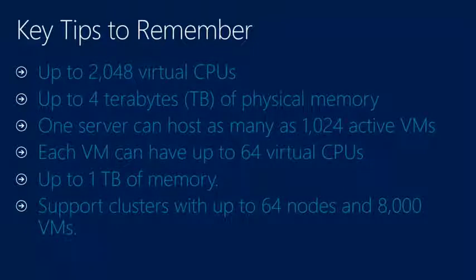We have up to 2,048 virtual CPUs. So Windows Server 2012 version Hyper-V contains a number of improvements. You can have up to 320 logical processors supporting 2,048 virtual CPUs. Again, 4 terabytes of physical memory. One server can host up to about 1,024 active VMs, and a single VM can have up to 64 virtual CPUs and up to 1 terabyte of memory each, right?